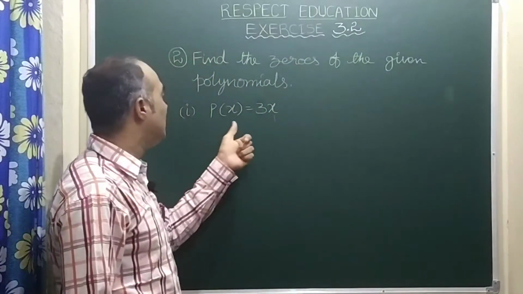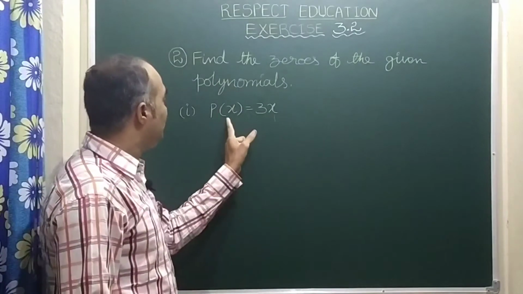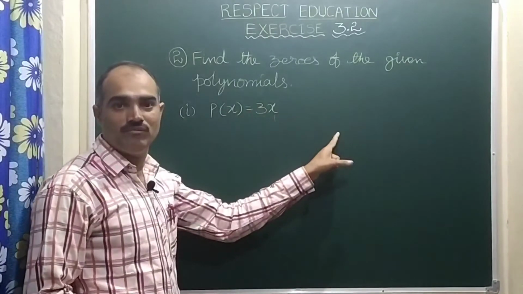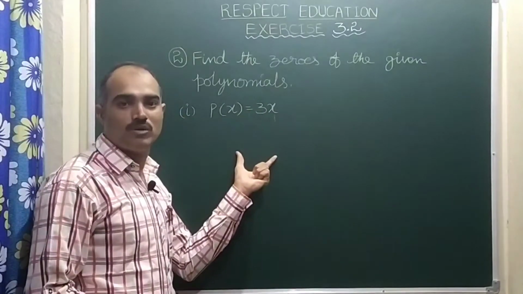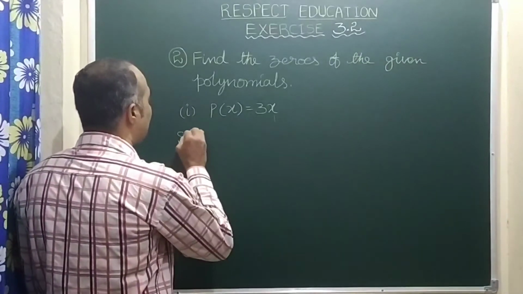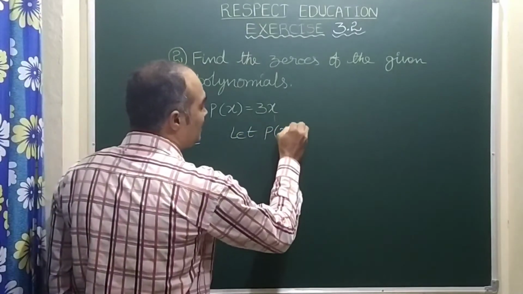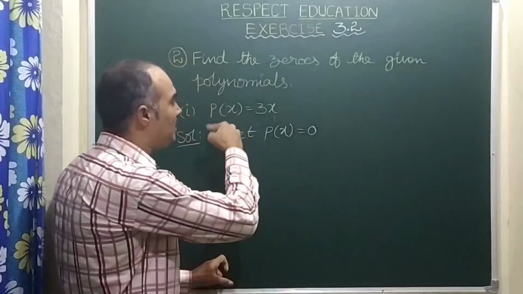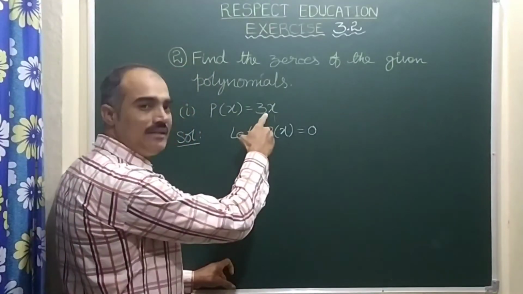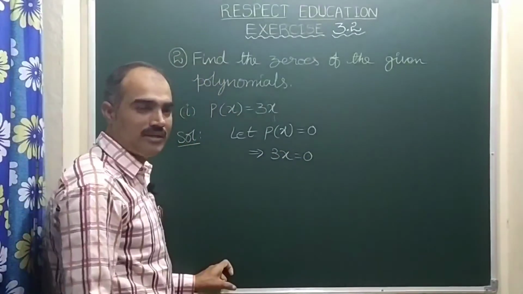In this first bit, p of x equal to 3x. Here the meaning of the question is, for which value of x this p of x will be 0. So for that we need to follow a small procedure with which we will get the answer easily. Let p of x be equal to 0. That means p of x is nothing but 3x. So 3x is 0. From this we are going to find the value of x.